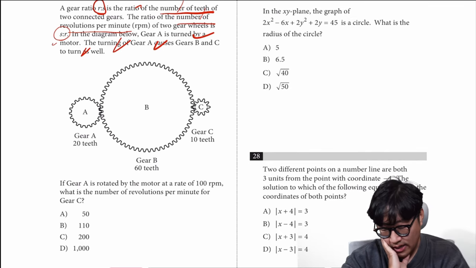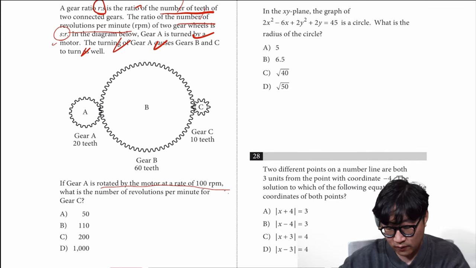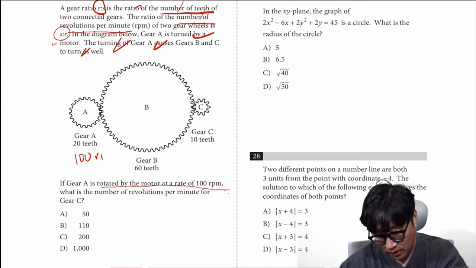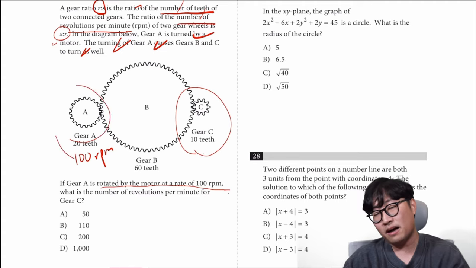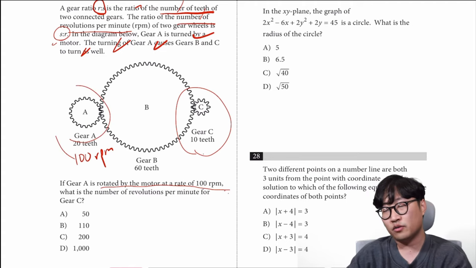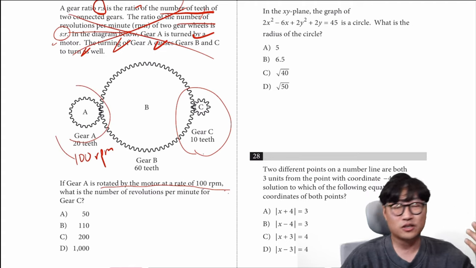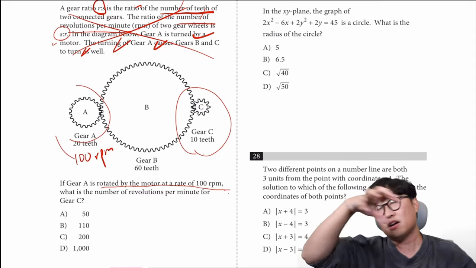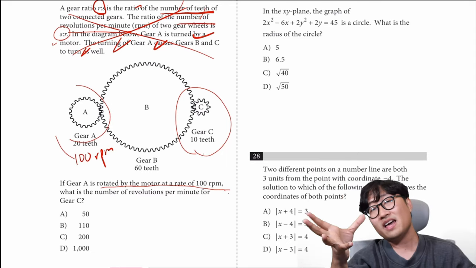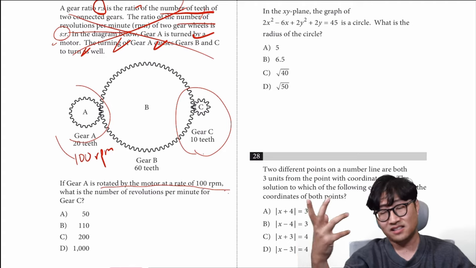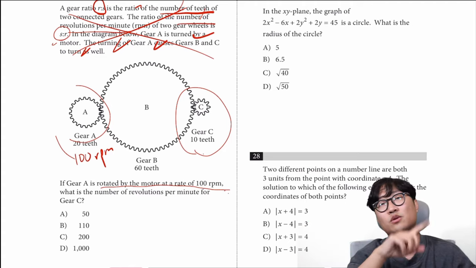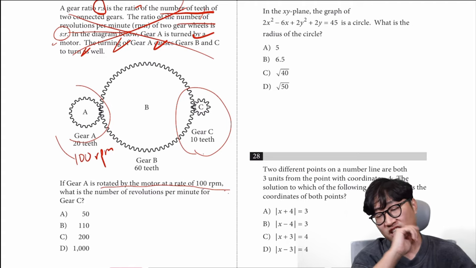If gear A is rotated by a motor at a rate of 100 RPM, what is the number of revolutions per minute of gear C? So if you just think about it, you really didn't have to read the ratio up there, because just think about this picture. Every time this is all rotating, they're all connected. Well, the one that has the smallest number of teeth is probably going to rotate the fastest. The idea is this. Gear C, it's only going to go through 10 teeth to make that one full revolution. Versus gear B, look at it.